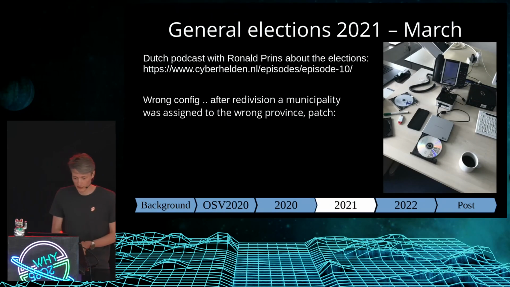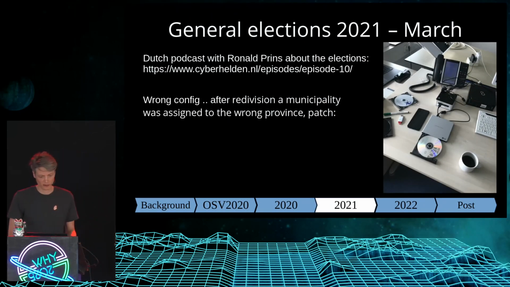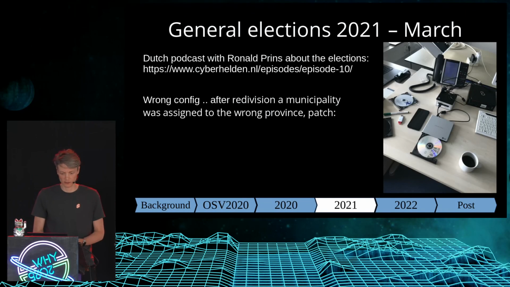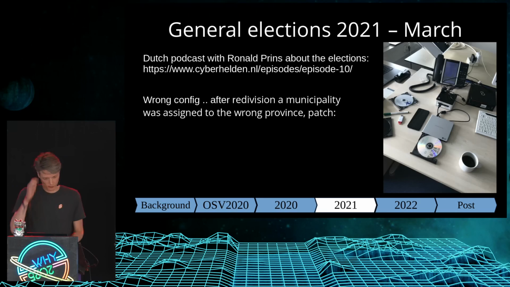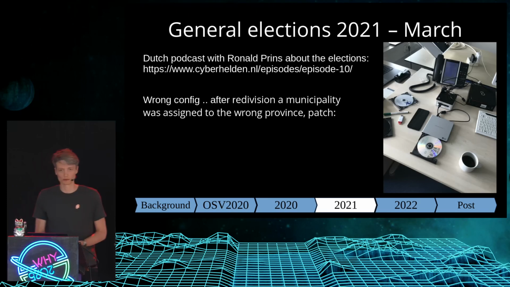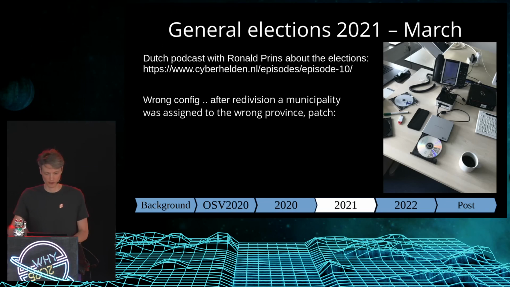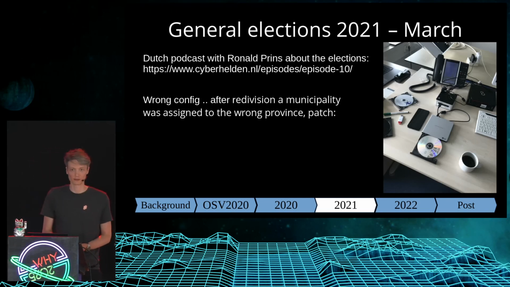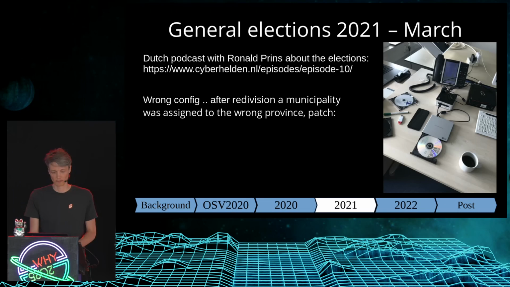So then we had general elections. I did some podcasts about that with Ronald Prins, about how everything works in more detail. We had a nice issue because we assigned a municipality to the wrong province. Then we needed to patch it again, so I needed to burn a new DVD. You send out a courier and they hand over the DVD to the municipality and they will reinstall. So patching is this hard.